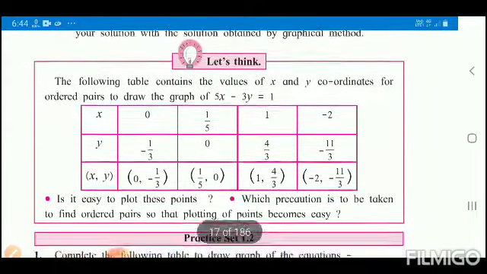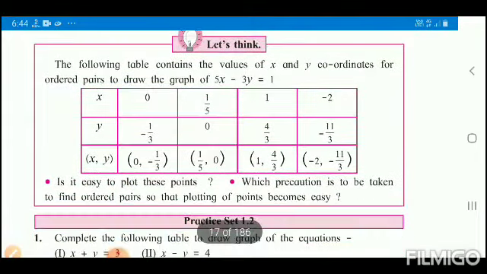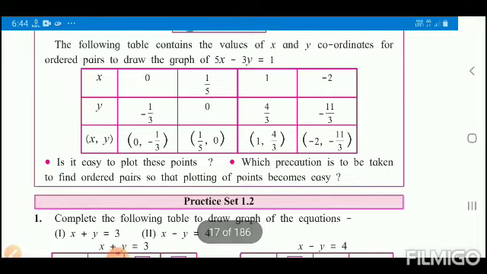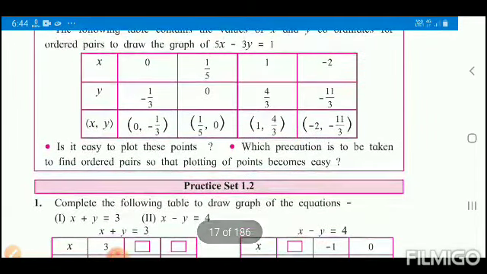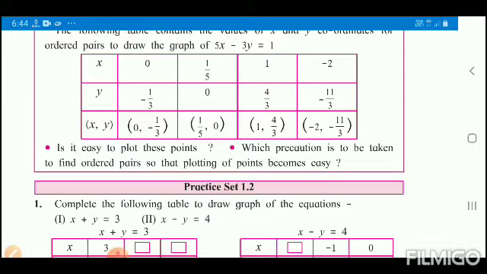Now we will see, let us think. The following table contains the values of x and y coordinates for ordered pairs to draw the graph of 5x minus 3y is equal to 1. The given values of x are 0, 1 upon 5, 1 and negative 2. And the values of y are negative 1 upon 3, 0, 4 upon 3 and negative 11 upon 3. The x and y coordinates are (0, negative 1 upon 3). The second one is (1 upon 5, 0). Third one (1, 4 upon 3). And fourth one (negative 2, negative 11 upon 3).